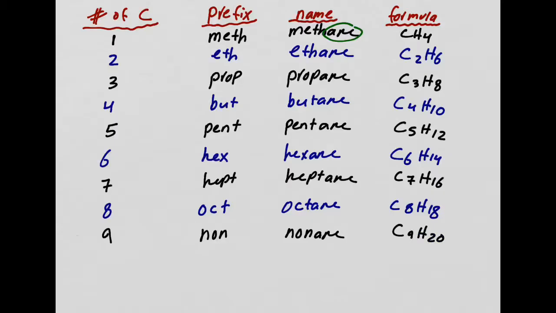C9H20. Okay, last one you need for this class. 10 would be dec. It would be decane. C10H, tell me. 22. Beautiful. So, again, know the prefixes and then you're going to know these names, right? As long as you know the prefixes, you just add an N to the end and that's my alkane.